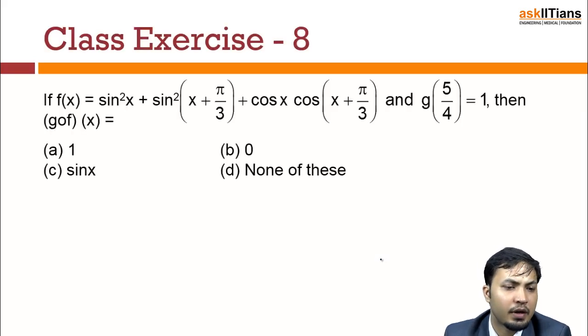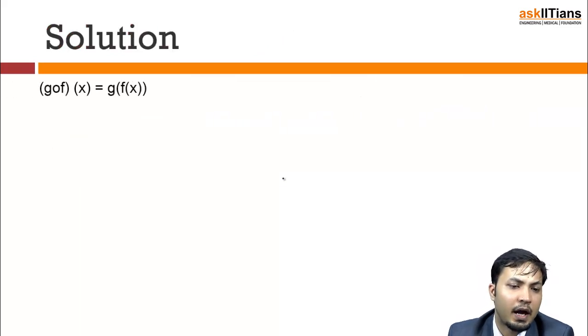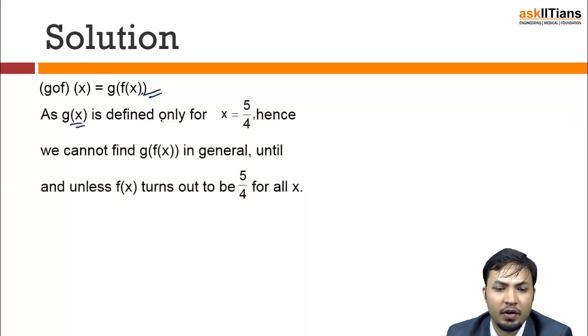In the next question we have, if f(x) is equal to sine square x plus sine square (x plus pi by 3) plus cos x into cos (x plus pi by 3), and g(5 by 4) is equal to 1, then I need to find g of f. I have 4 options over here. How do we solve it? Same process. I take g of x. g(x) is defined only at x equal to 5 by 4, so we cannot find g(x) in general until we find f(x), which turns out to be 5 by 4 for all x.